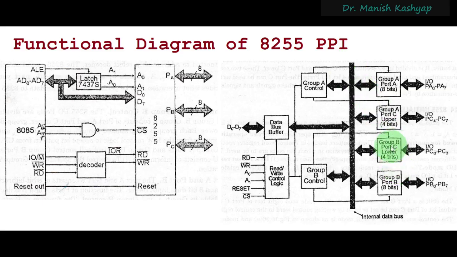Similarly, you have got group B, in which you have got port C's lower 4 bits, and you have got port B, 8 bits of that. I mean, full port B is there, right? So these are the interfaces onto which you will be attaching your externally interfaced peripherals, right?